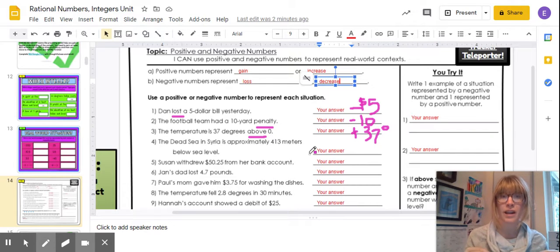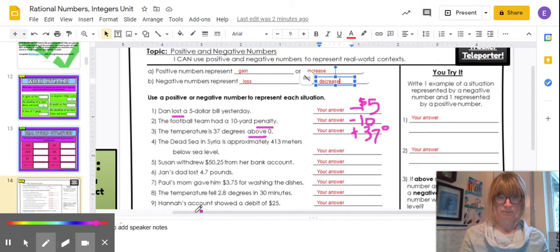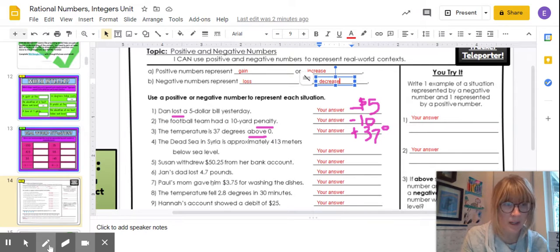So the idea is that you're using your keywords, you're using the language in the context of your sentence, and you're trying to figure out, am I gaining? Am I losing? Is something going up? Is it going down? And then what you can do from there, see if we can scroll.